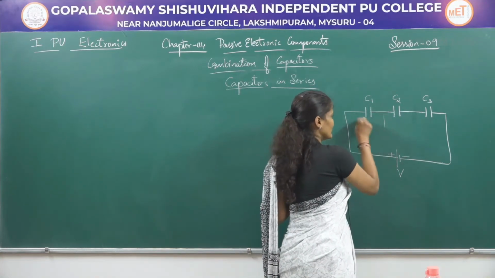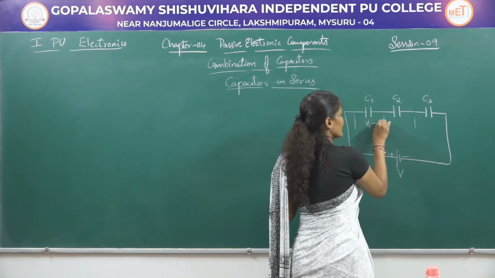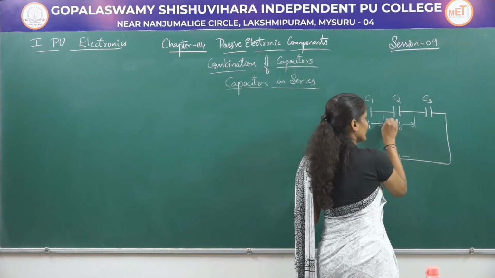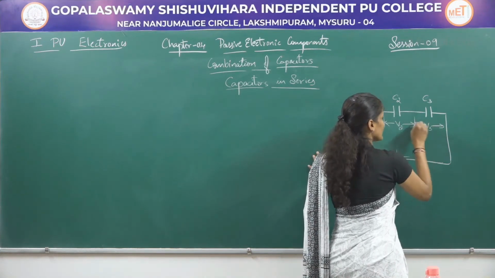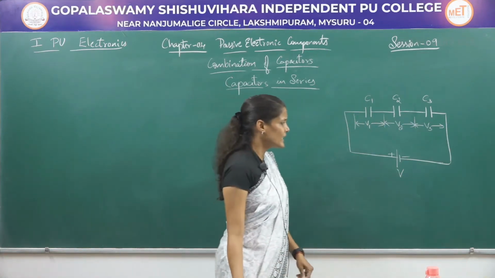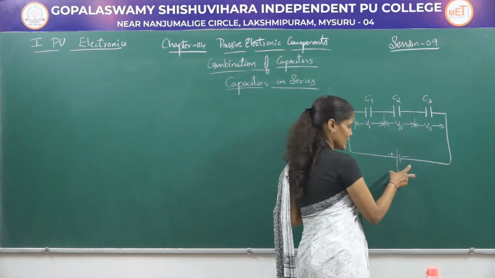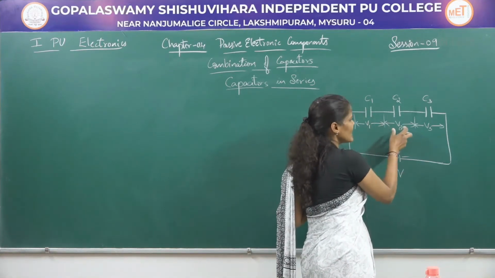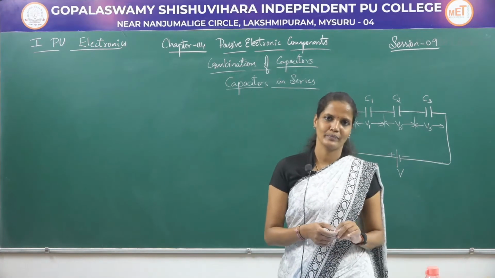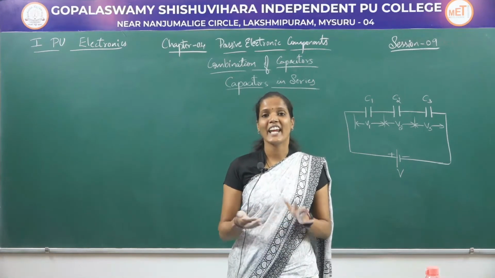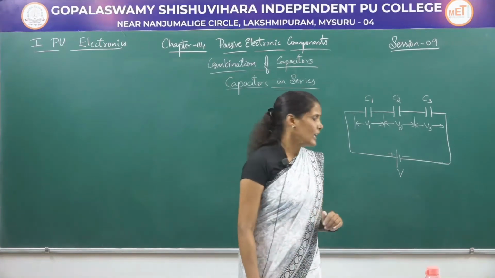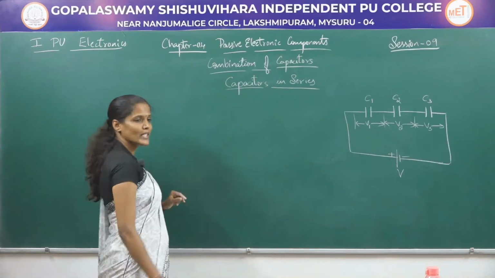Let me name the voltage across these capacitors as V1, that is the voltage across C1. V2 is nothing but the voltage across the capacitor C2, and V3 is nothing but the voltage across C3, that is the capacitor 3. But here the total voltage whatever we are applying is V, and that will be divided into V1, V2 and V3 depending upon the capacitance value of a capacitor. When a number of capacitors are connected end to end, then we say that the capacitors are connected in series. Let us apply KVL to this particular loop.